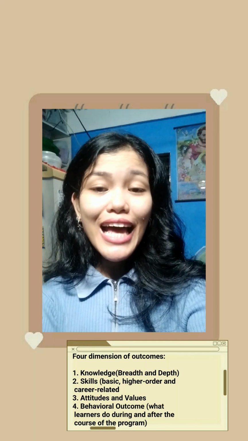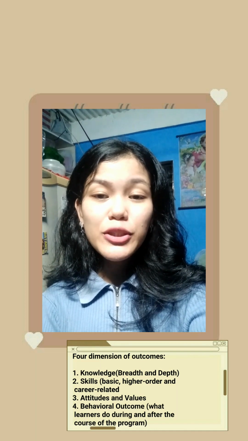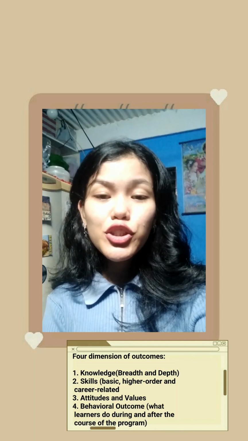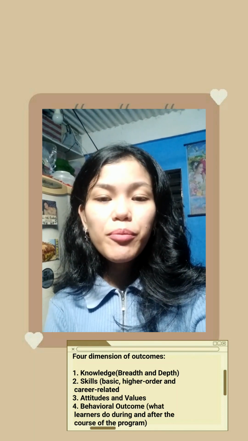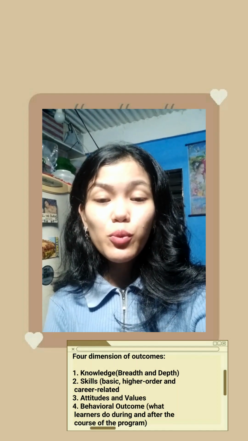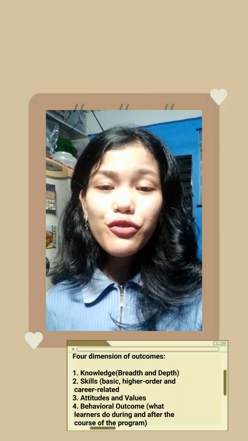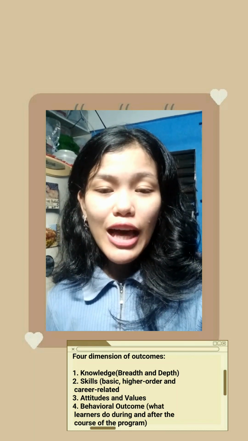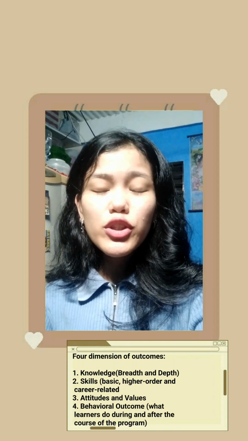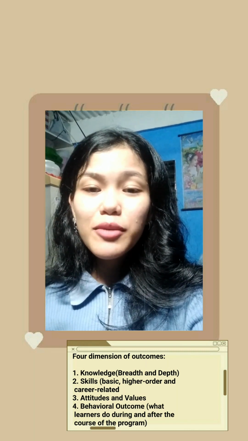The third one is attitudes and values. It refers to the principles and beliefs that influence one's choices, judgments, behaviors, and actions on a path towards individual, societal, and environmental well-being. And the last dimension of outcome is behavioral outcome. This learning outcome is stated in measurable terms, which gives students direction to their experiences and becomes the basis for students' evaluation.